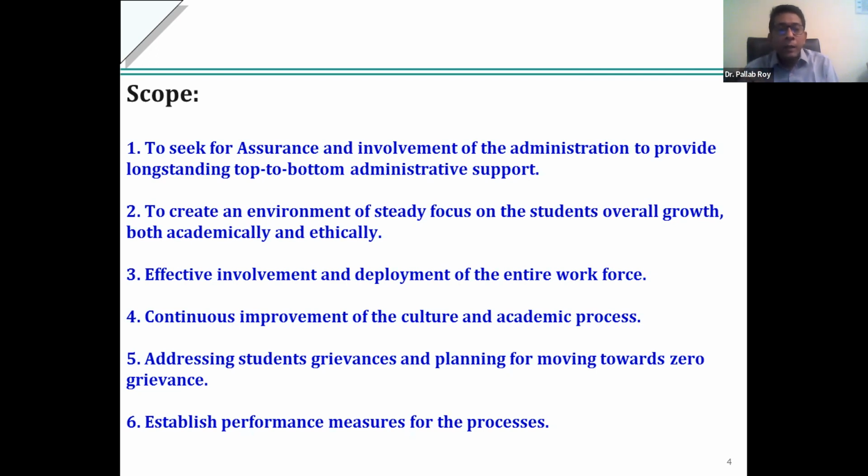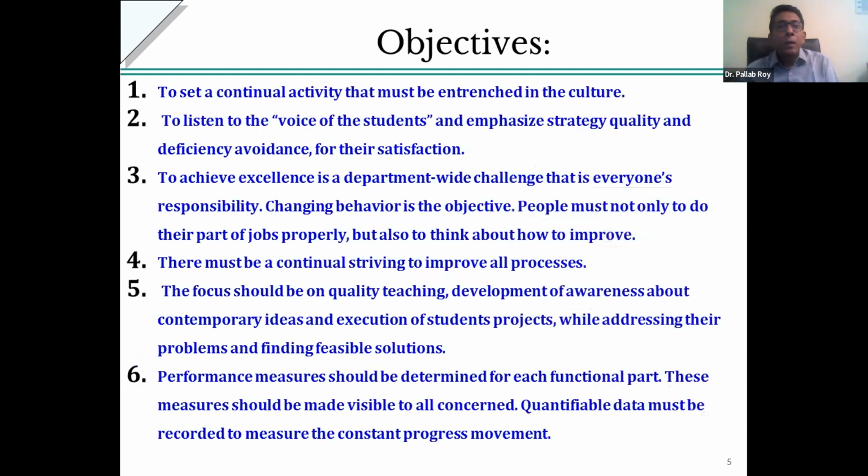And finally, establishing the performance measures for the processes. So lastly, in my project, I wanted to measure whether the tangible incremental growth that I went for was actually achieved or not. So these are the scopes. Now, moving on to the next slide. So these are the objectives. I will just briefly go through.